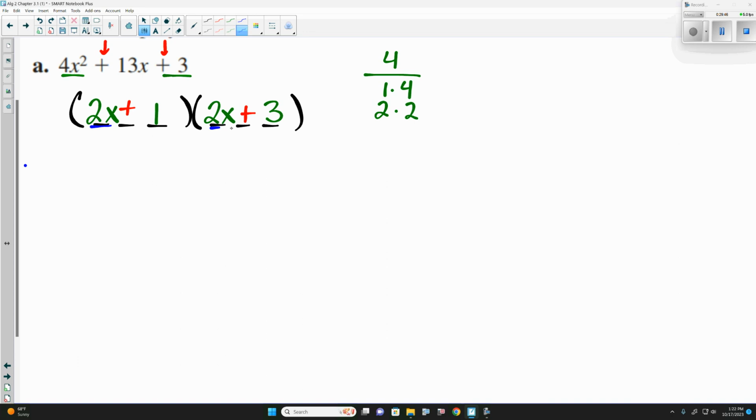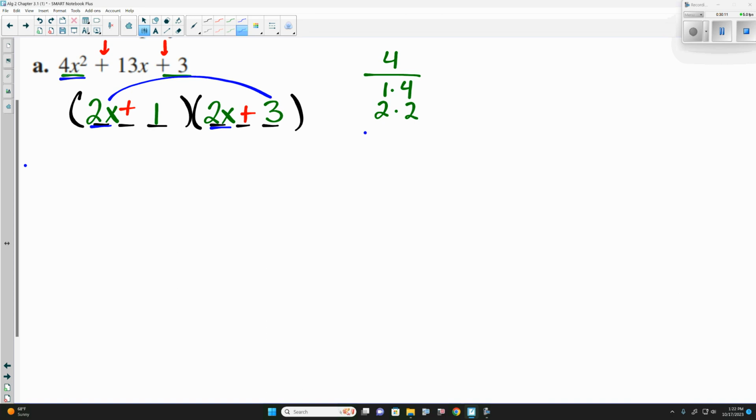Because I could do 2x times 2x. Well, what is 2x times 2x? Well, yeah, where did we get 2x and 2x? We got it from 4x squared. There's nothing wrong with doing that. That is a proper step. I just don't see the point in doing the extra step if we don't have to actually do the extra step. The one that I do find important is our 2x times 3.